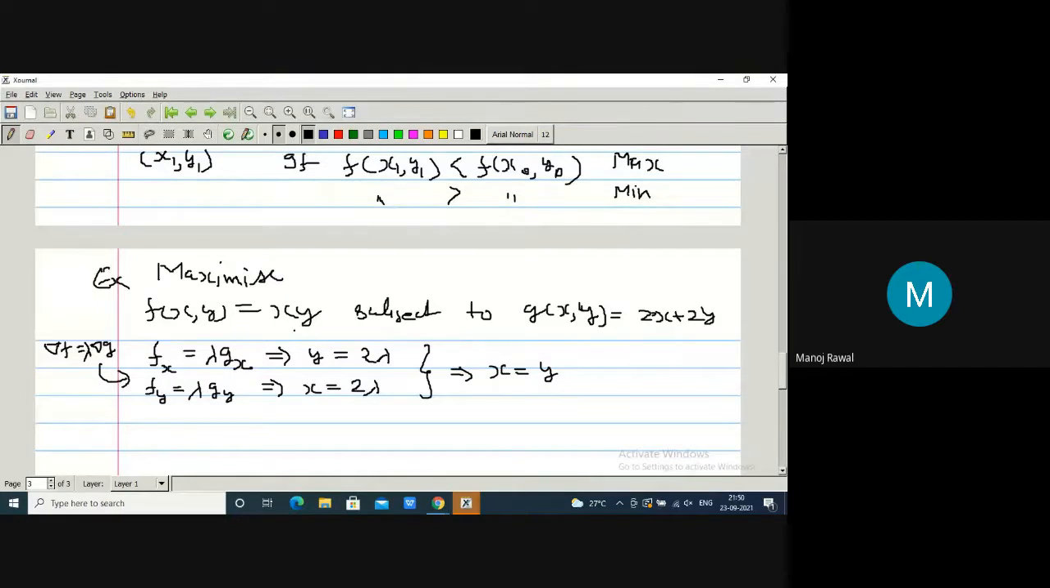So what is fx? y. What is gx from here? So y is equal to 2 lambda. Similarly, I will get x is equal to 2 lambda. So 2 lambda is equal to 2 lambda will give me x is equal to y. Hence, elimination of lambda is done. Do you agree or not?